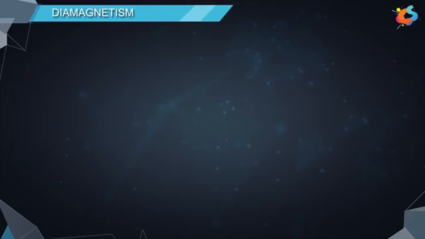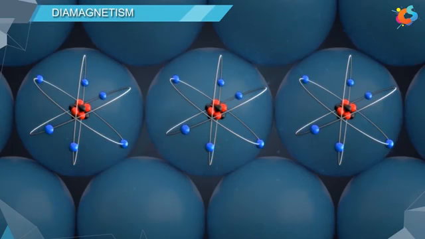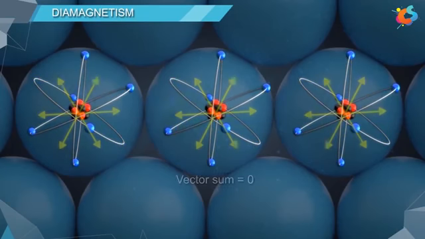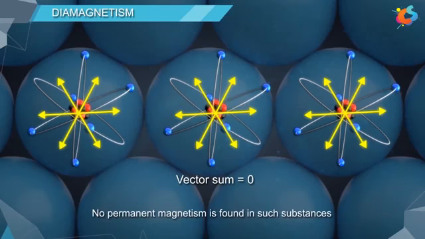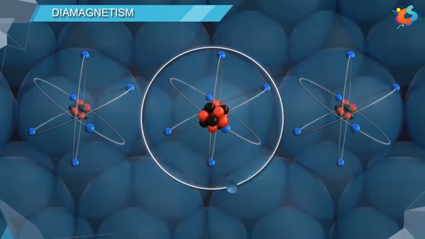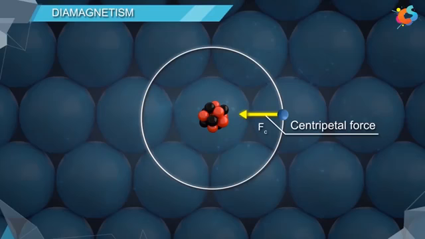Diamagnetism. In diamagnetic materials, the atoms contain fully filled paired electron orbitals. The vector sum of magnetic dipoles of all orbital electrons is zero. Hence, no permanent magnetism is found in such substances. At the atomic level, the electrons revolve around the nucleus due to the centripetal force acting on it that is directed towards the center. Also, the velocity of the electron depends on the magnitude of the centripetal force acting on it.